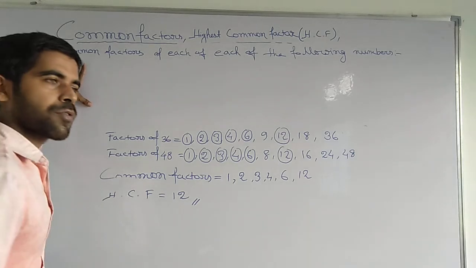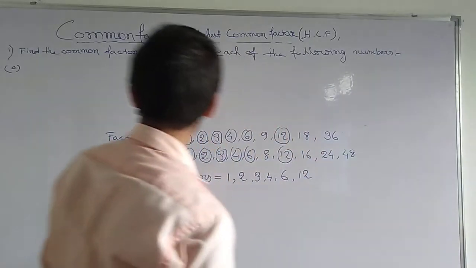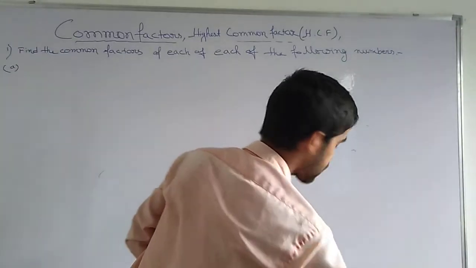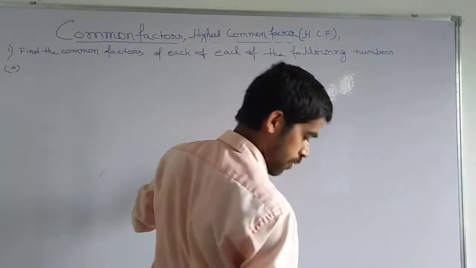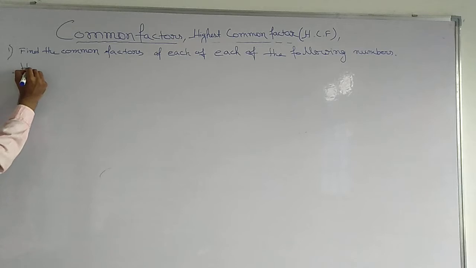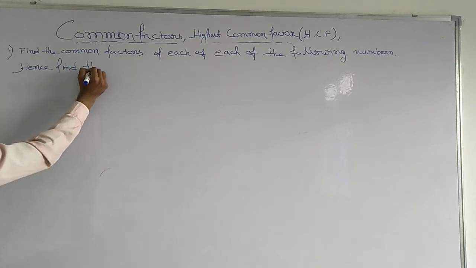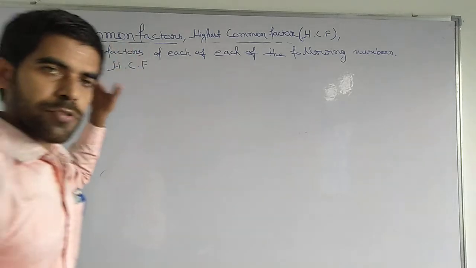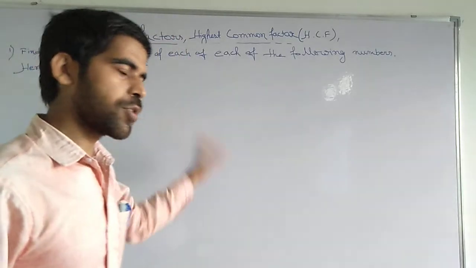So now you see this question. Find the common factors of each of the following numbers. Hence, find the HCF. These all things we have done. Now I will show you one more example. Then afterward I will give you homework. You just do this one.